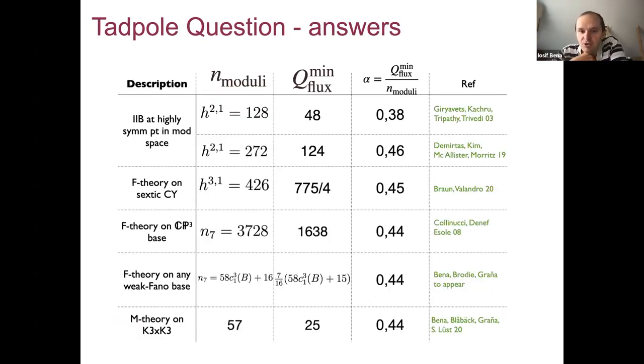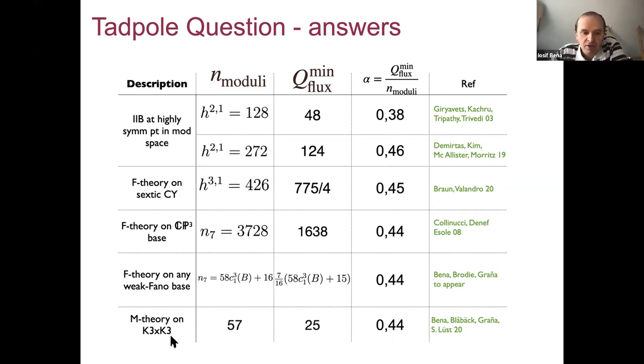Now, we have the answers. We have a whole bunch of examples which were computed, and some of them were computed by ourselves, including, again, type IIB at some moduli space points, F-theory on a sextic Calabi-Yau, F-theory on a CP3 base. We are doing a paper with Callum Brodie and Mariana Graña, where we're computing F-theory on any weak Fano base. And basically, you are looking at a huge amount of spaces where you put some D7 branes and you look at the D7 stabilization. And what we are finding is that the minimum charge needed to stabilize the moduli is actually proportional to the number of moduli. And the proportionality constant, alpha, which is Q minimum divided by the number of moduli, is around 0.435, basically in this range. Here is 0.3, but it's a very symmetric space.